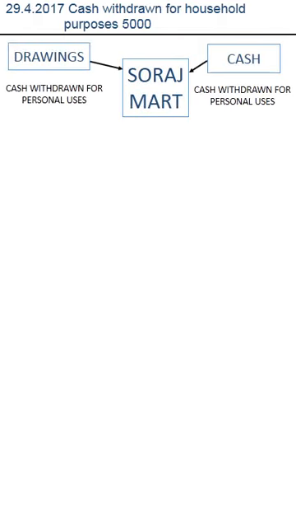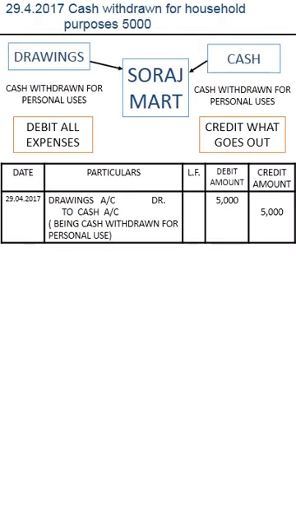Now the next entry is cash withdrawal for household purposes for rupees 5,000. Friends, whenever the proprietor withdraws from the business, this is known as drawings. Okay, so drawings is treated like an expense for the business, so drawings account debit to cash account by rupees 5,000.